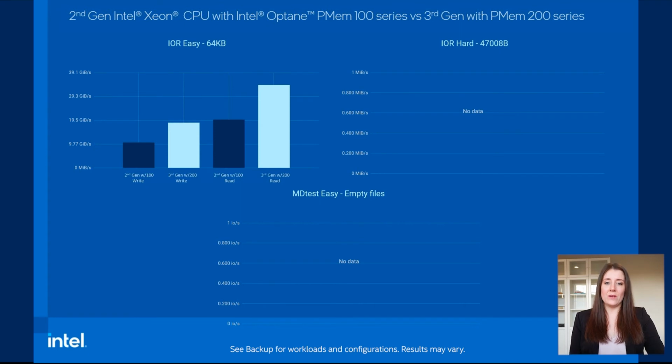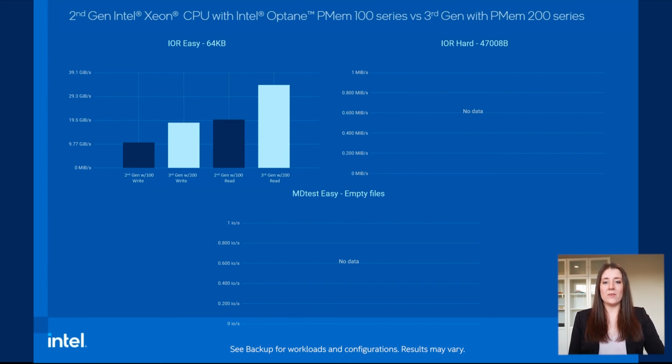As I just noted, we're using only 64 kilobyte I/O size, which would be considered small by other storage systems that typically consider 1 megabyte plus as typical I/O. We do this to demonstrate that DAOS can deliver a very high throughput with relatively small I/Os. Writes show significant performance gains thanks to the additional memory channels on the third generation CPUs, as well as higher bandwidth per DIMM in the 200 series compared to the 100.